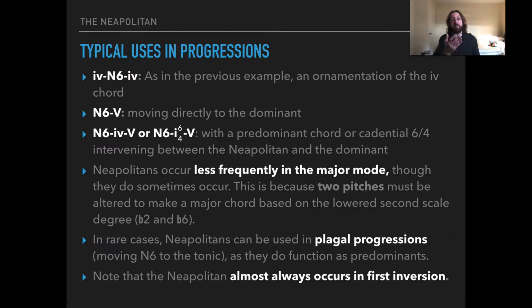Now, you'll notice that I've been using mostly minor mode Roman numerals in this analysis. This is because Neapolitans occur less frequently in the major mode, though they do sometimes occur. It tends to be a little bit more common as we move towards the Romantic era, but they do occur in the major mode in as early as the Baroque. This is because in the major mode, two pitches have to be altered to make a major chord based on the lowered second scale degree. We'd have to lower scale degree 2 and scale degree 6. But it does happen, and it can sound quite cool.